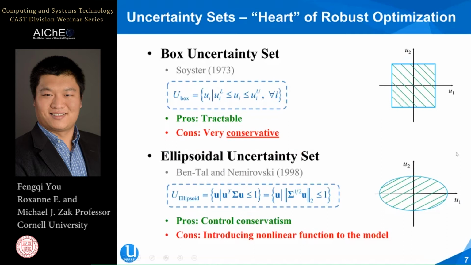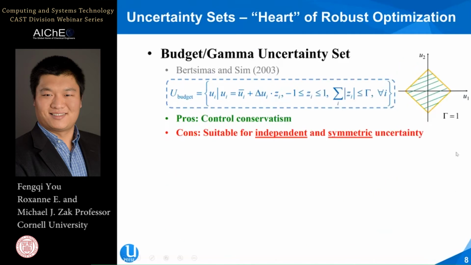But still, the weakness is, on one hand, you have to introduce nonlinear functions into the model. They could really contribute to the computational challenge. And the other issue is that this kind of uncertainty set is still symmetric and sometimes cannot really capture correlated uncertainty information.